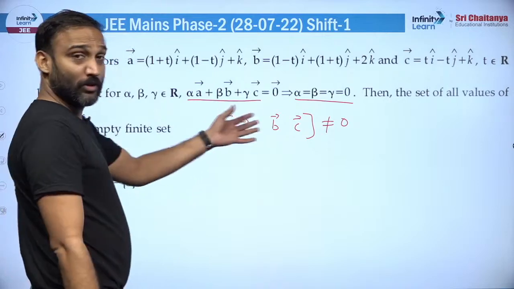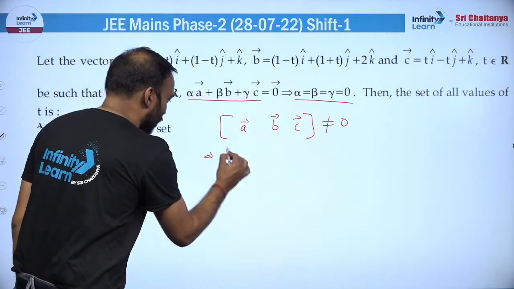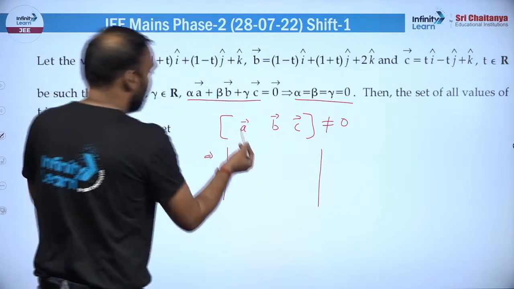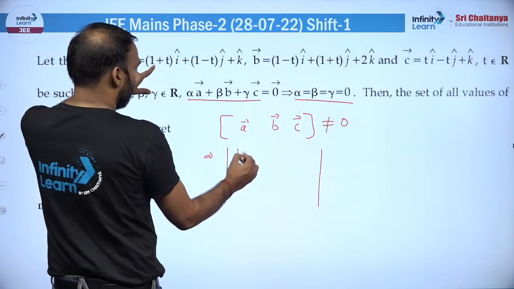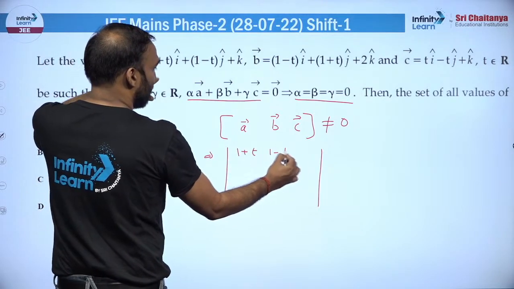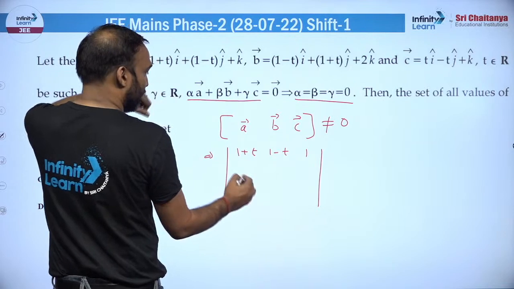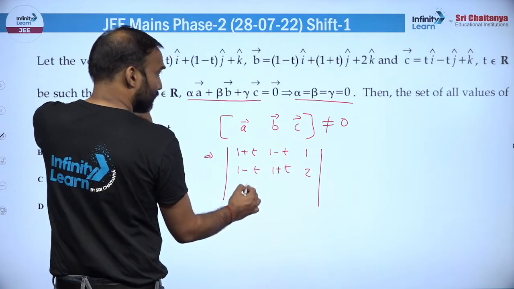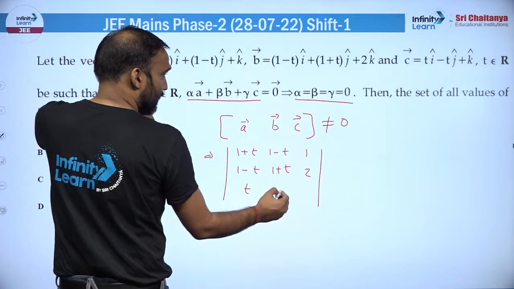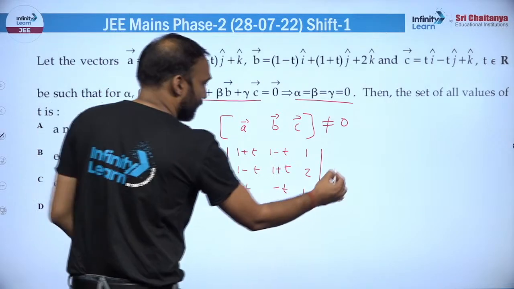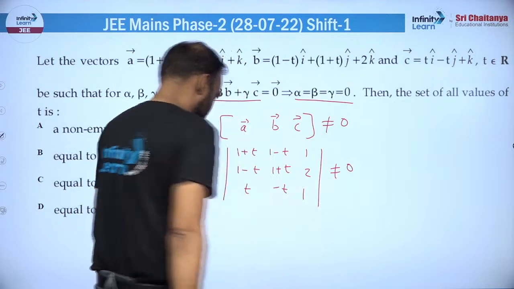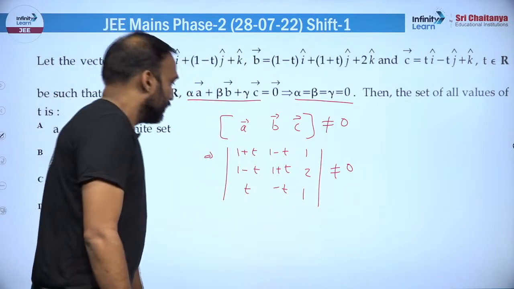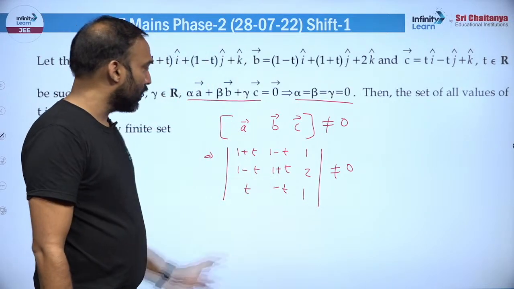So now the box product of the three vectors we can write in the form of a determinant, right? The coefficients of A, that is 1 plus t, 1 minus t and k. Coefficients of B, 1 minus t, 1 plus t, 2. Coefficients of C, t, minus t, 1, right? So now we have to solve this determinant.